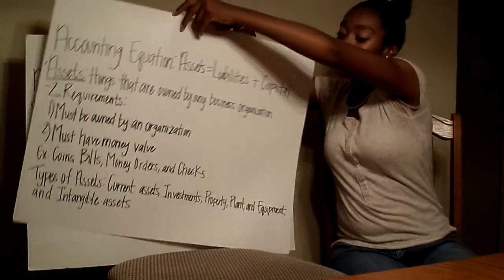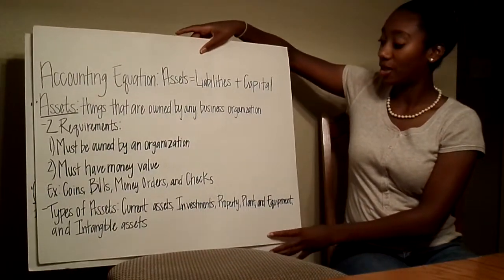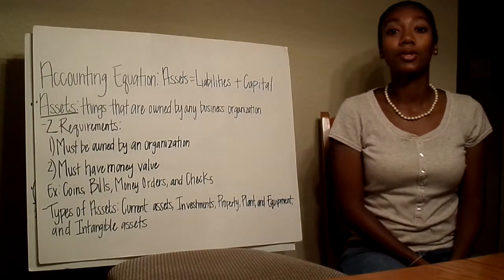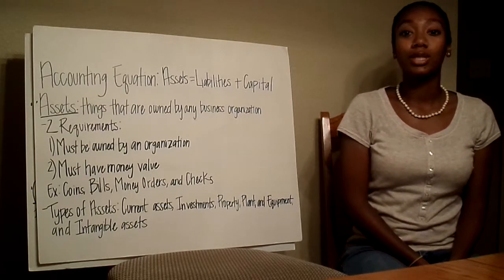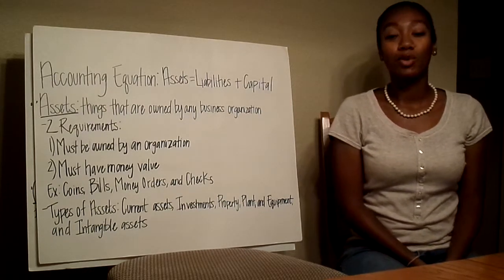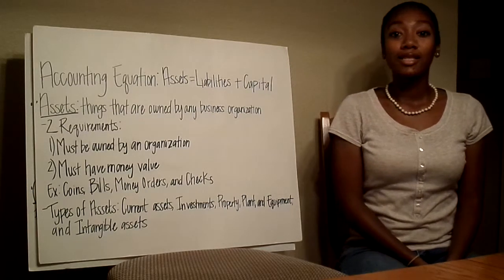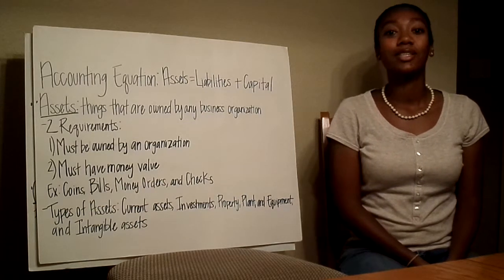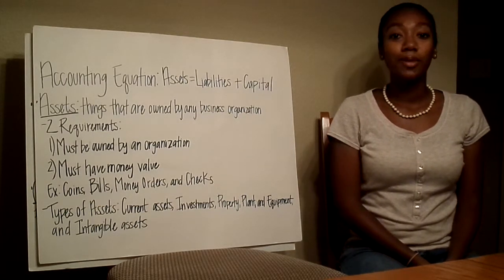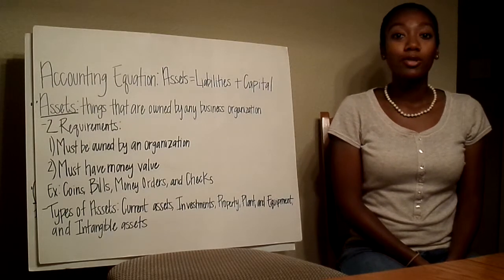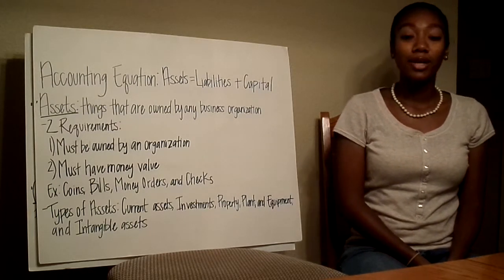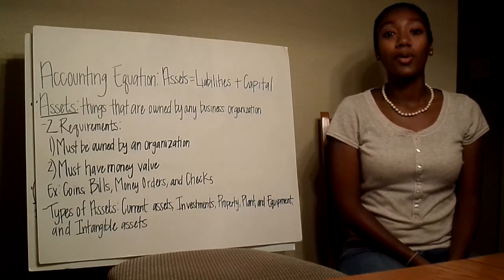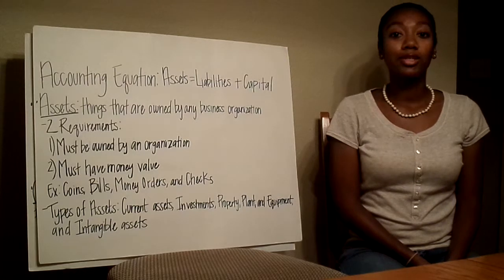So the next thing that we're going to talk about is the accounting equation. The accounting equation is assets equals liabilities plus capital, or owner's equity or shareholder's equity, depending on what terminology is more familiar to you. An asset is anything that is owned by the business or organization. There are two requirements for an item to become an asset. It must be owned by a business or organization, and the second one is that it must have monetary value. Examples of assets are coins, bills, money orders, and checks.